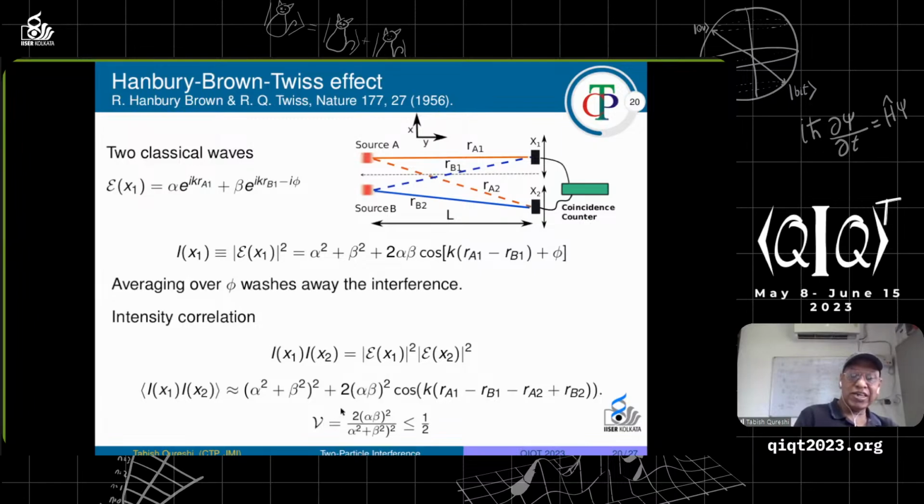But you see that if you define a visibility of this interference, visibility is given by this expression, and this is bounded by half. And you might be able to guess why it is half, because there is equal probability of this going here and going here, equal probability of going here and here. So in 1/4 of situations you will have this particle going here and this particle going here, and another 1/4 the other way around. In the other 1/4, both particles will land here, and in the other 1/4, both particles will land here. So that means two 1/4s, 1/4 and 1/4, will give you the coincidence count. That will be just half.